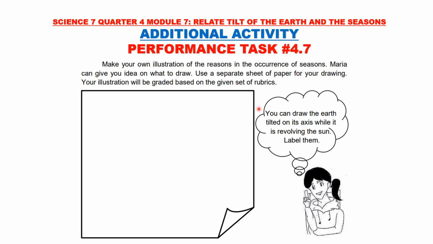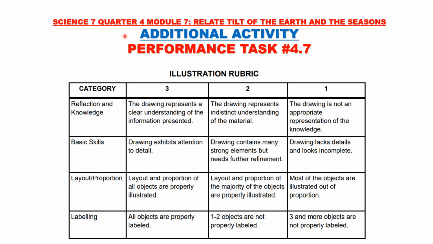So for your hint, you can draw the Earth tilted on its axis while it is revolving around the sun, and then label them. For the additional activity, you will be graded based on these categories: reflection and knowledge, basic skills, layout and proportion, and labeling.